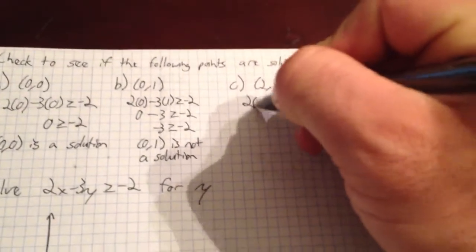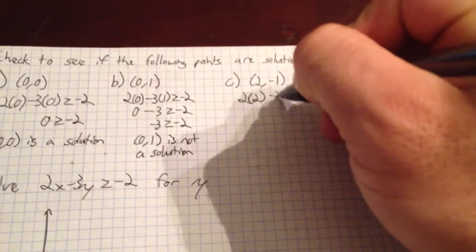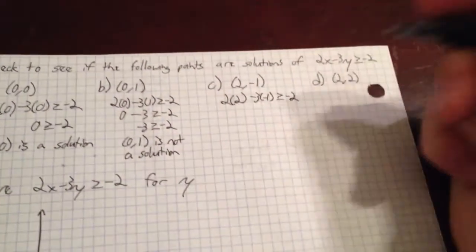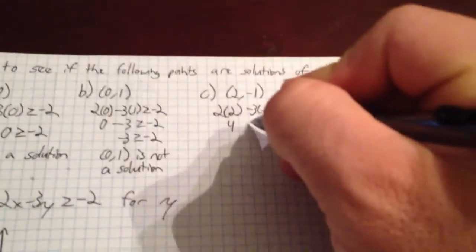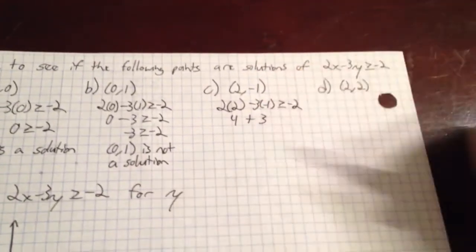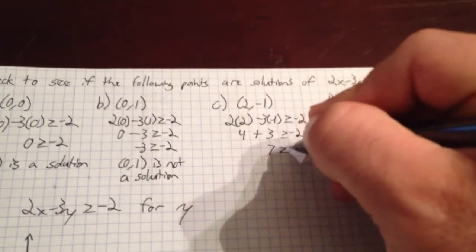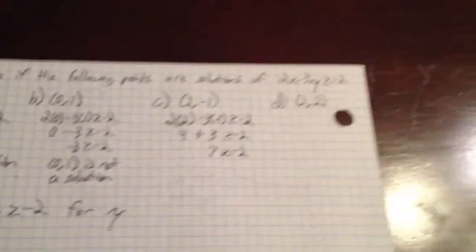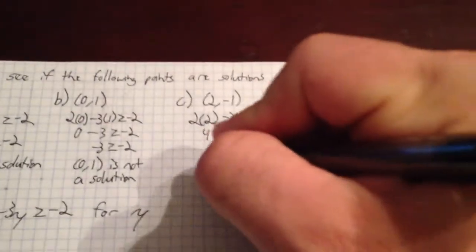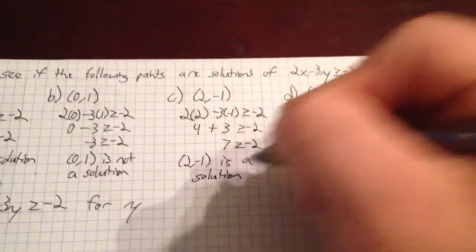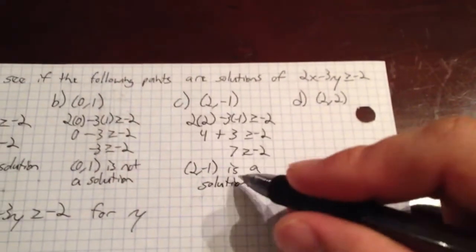Then we take the point (2, -1), and we plug that one into our inequality. 2 times 2 is 4. Negative 3 times negative 1 is a positive 3. So that gives me 7 greater than or equal to negative 2. That is also true. So (2, -1) is a solution. Again, not the only solution, a solution to the problem.